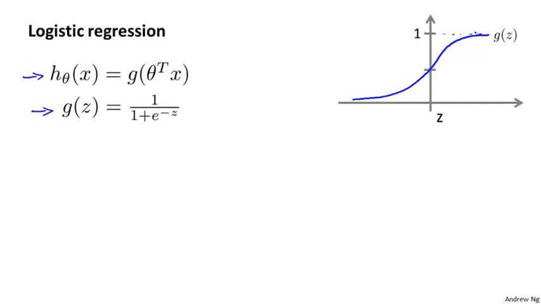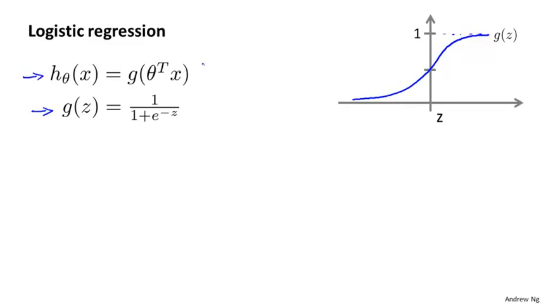What I want to do now is try to understand better when this hypothesis will make predictions that y is equal to 1 versus when it might make predictions that y is equal to 0, and understand better what the hypothesis function looks like, particularly when we have more than one feature.